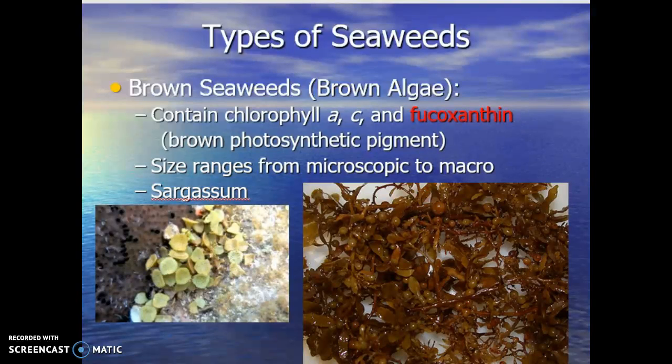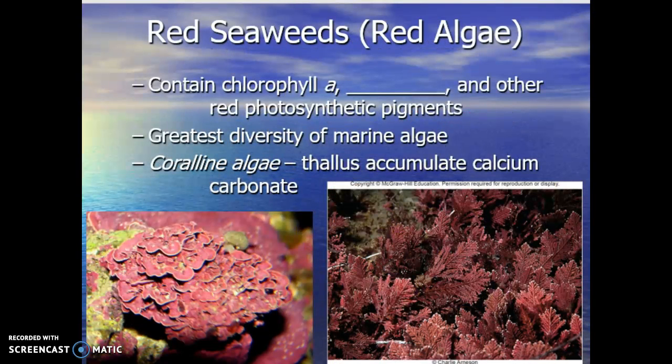We want to make sure we're comfortable with how we can identify a brown algae. Well, it's going to be brown or tan or that yellowish color, and the reason they're different is that fucoxanthin pigment. Then the third group of algae to mention are the reds.